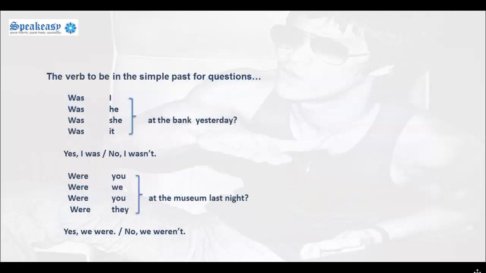The verb to be in the simple past for questions. Was I at the bank? Was he at the bank? Was she at the bank? Was it at the bank? To which you can answer, yes, I was. No, I wasn't.